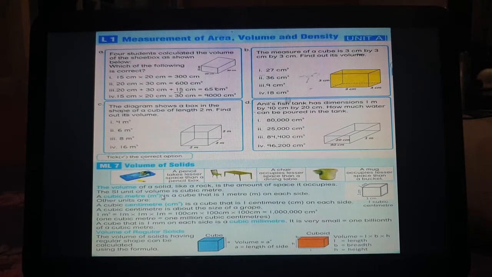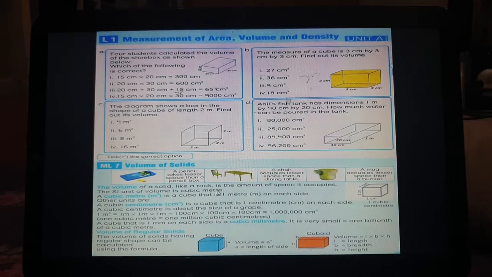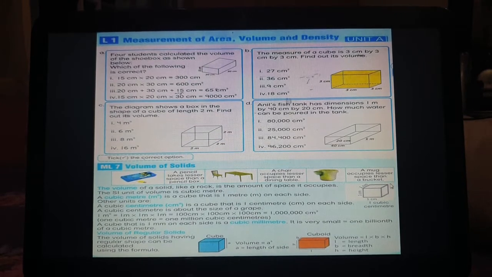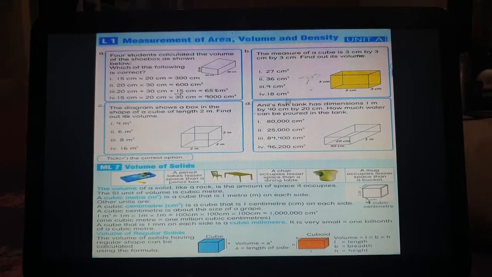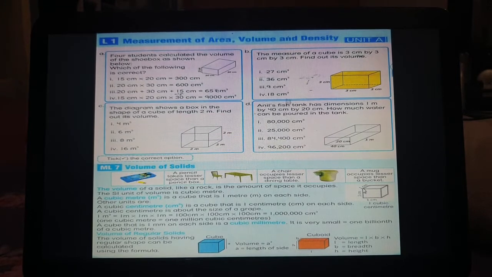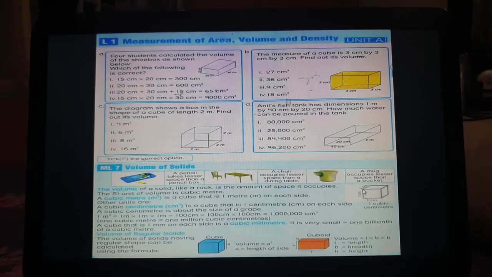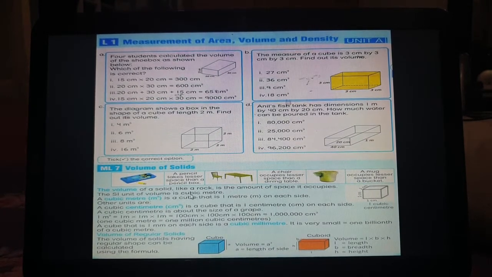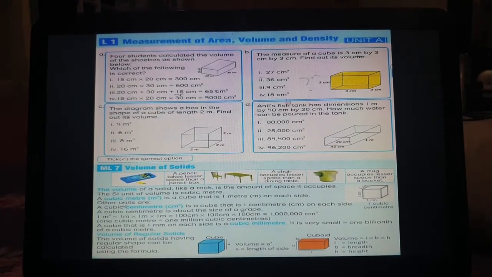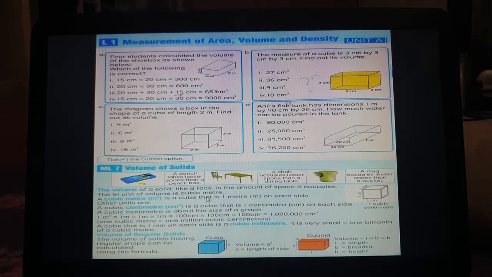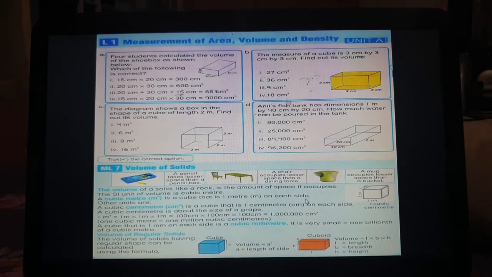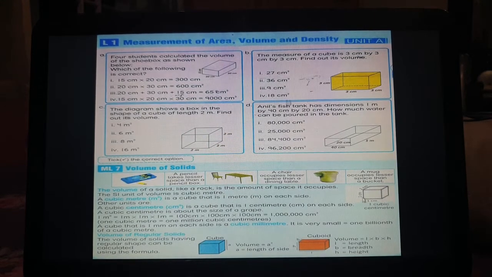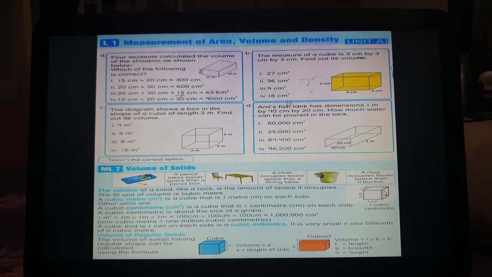So the SI unit of volume is the cubic meter. You can see here why we take it as cubic meter: length, breadth, and height, all these three things are there. That is why the SI unit of volume is cubic meter. What exactly is a cubic meter? A cubic meter is a cube that is 1 meter on each side.